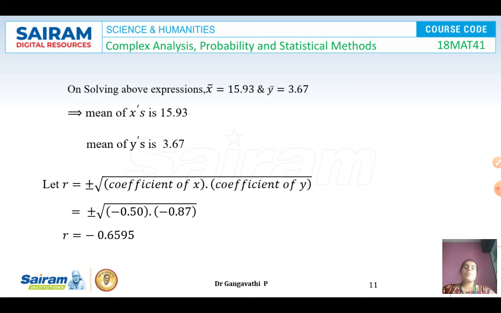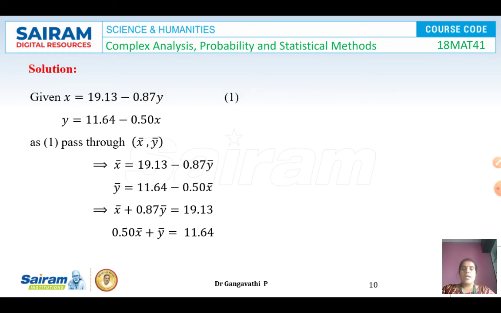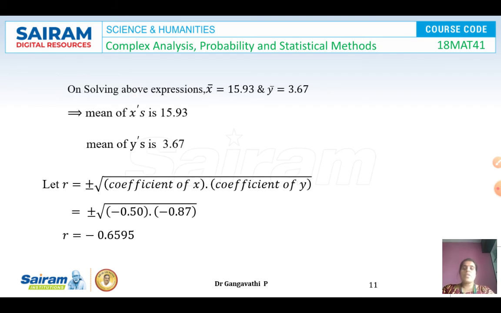And the third sub question which was asked is to find the correlation coefficient. In order to find the correlation coefficient with the help of lines of regression, the formula is plus or minus square root of coefficient of x into coefficient of y. If you observe the given equations here, the coefficient of y is minus 0.7 and the coefficient of x is minus 0.5. So we are going to use them, minus 0.5 and minus 0.87.